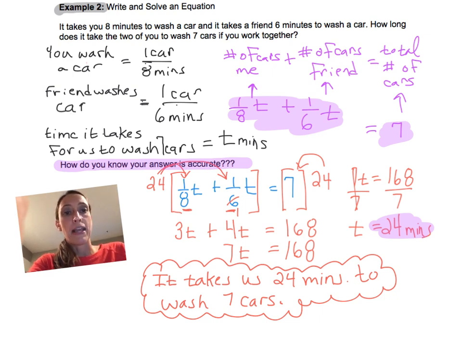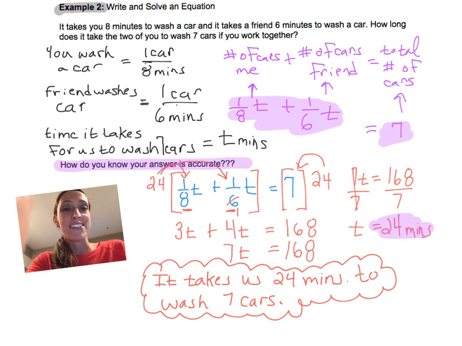I didn't get something so big, like a million, that my friend and I would be grandma and grandpaps by the time we finished. This answer just seems to make sense. So sometimes it's just as simple as that. Like, does the answer look right? And I actually think it does.